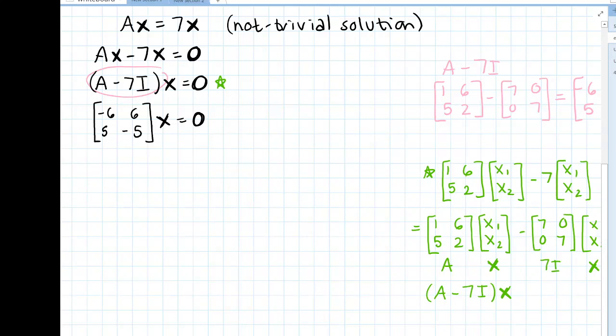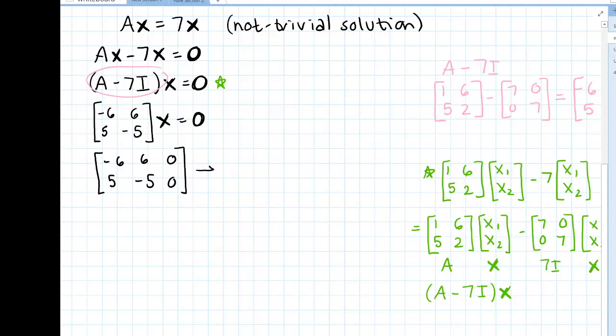And we know how to solve things like this, right? This is just a homogeneous system of equations. So we can rewrite this as an augmented matrix and just solve as we normally do. And we have to hope that we get a non-trivial solution. If you were to do this and get only the trivial solution, that would tell us that this value, 7, that we were given, is not actually an eigenvalue of the matrix. So we're hoping that we get a non-trivial solution.